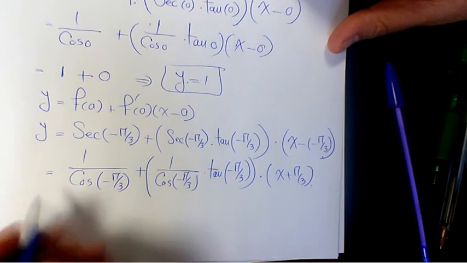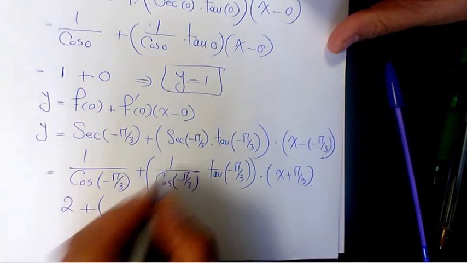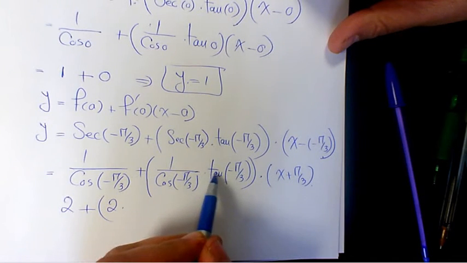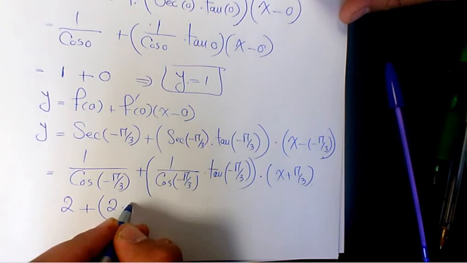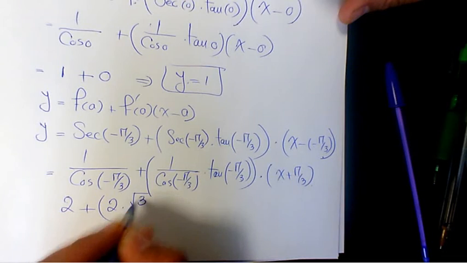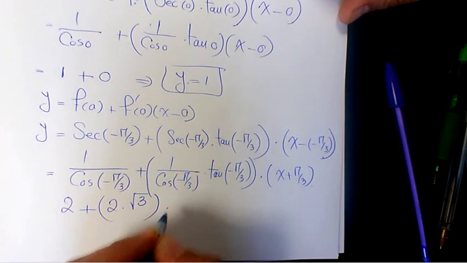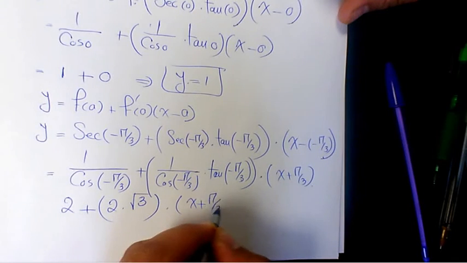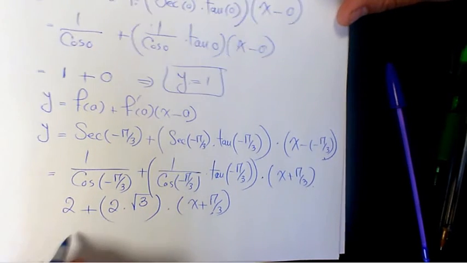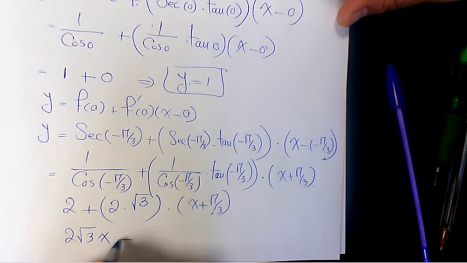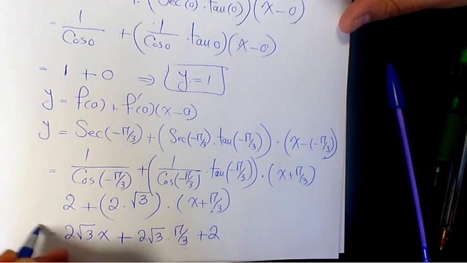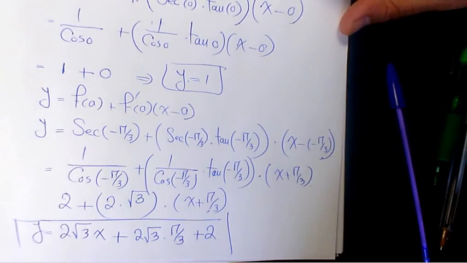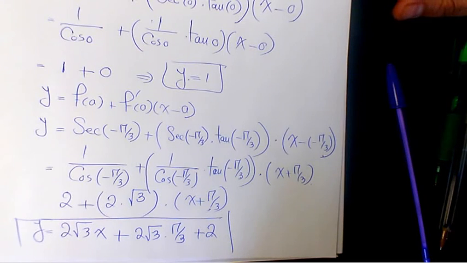So 1 divided by 1 over 2 is going to be 2, plus again this one is 2 times tan of negative pi over 3, which is negative, so it's going to be negative root 3, times x plus pi over 3. So that's going to be negative 2 root 3 x plus negative 2 root 3 times pi over 3, plus 2. So that's going to be the approximation of the secant function at x equals negative pi over 3.